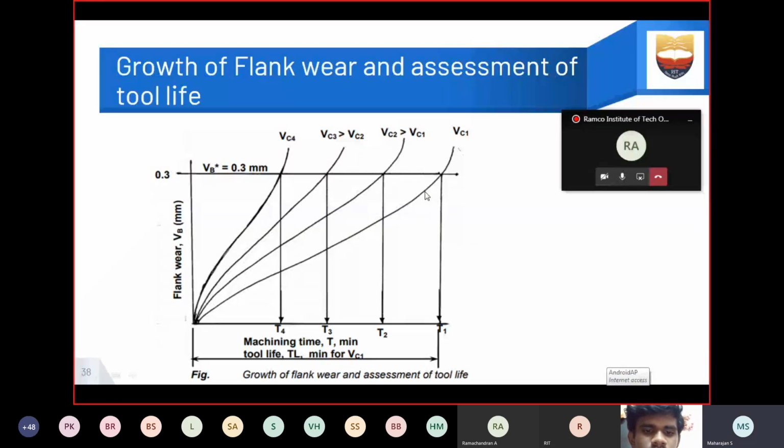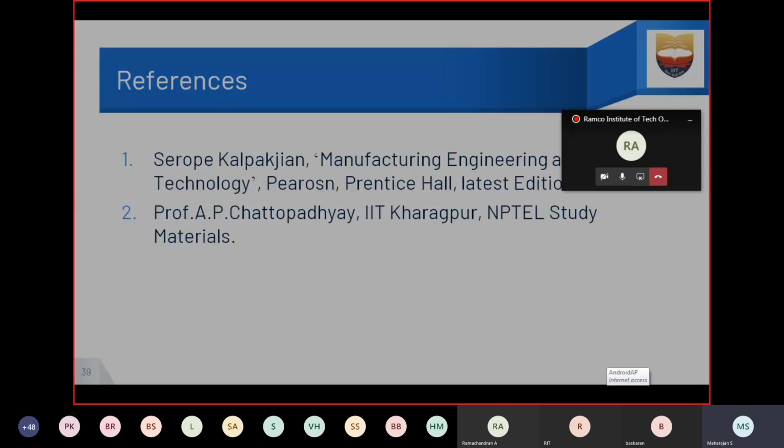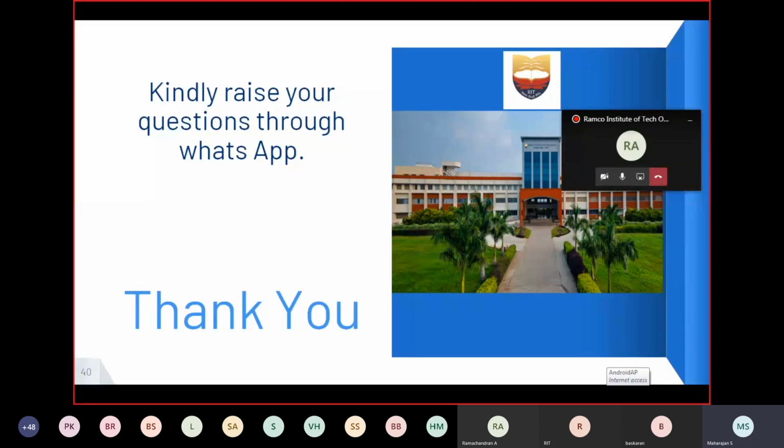So next. This is all about cutting tool machining operation. These are all the references: I referred to the Kalpakjian book and A. Ghosh and Mallik, and the IIT Kharagpur NPTEL study material. I thank everyone for listening to this lecture.